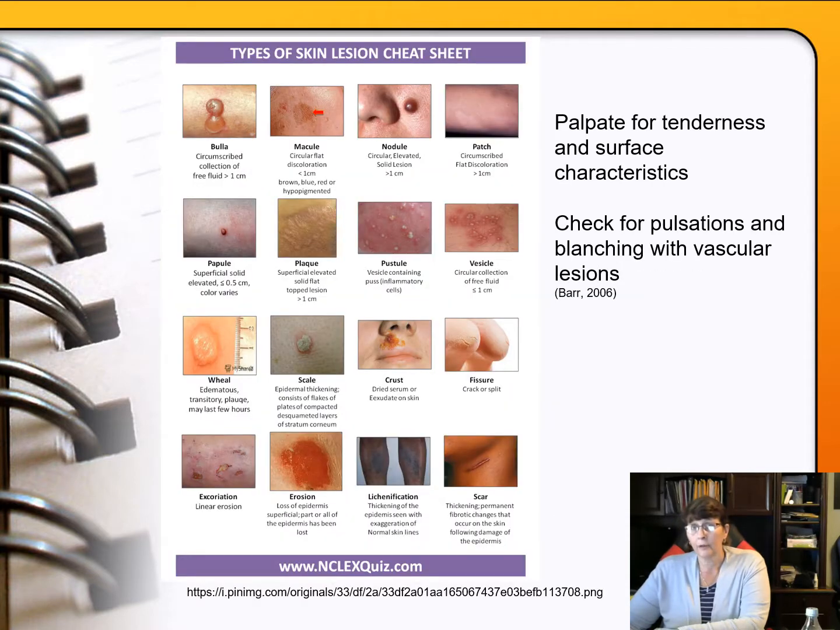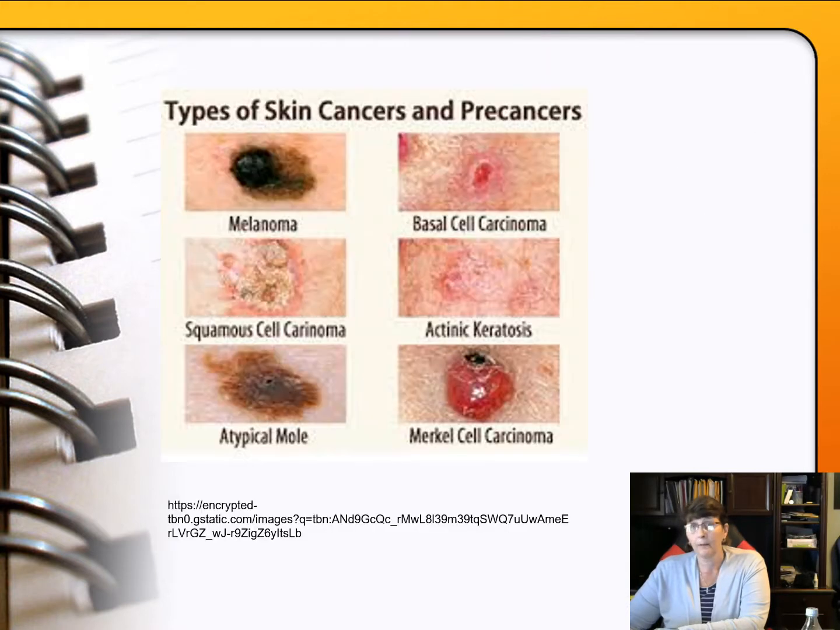Here's a chart that shows the different types of skin lesions. It's a nice cheat sheet to have in your pocket once you're starting to do these new assessments as an MSN. So we're going to want to palpate for tenderness and surface characteristics, and then check for pulsations and blanching with any vascular lesions. Here it goes through the bullae, the macule, the nodule, the patch, papular plaques, pustules, vesicles, and so on and so forth. Types of skin cancers, again, another good cheat sheet.